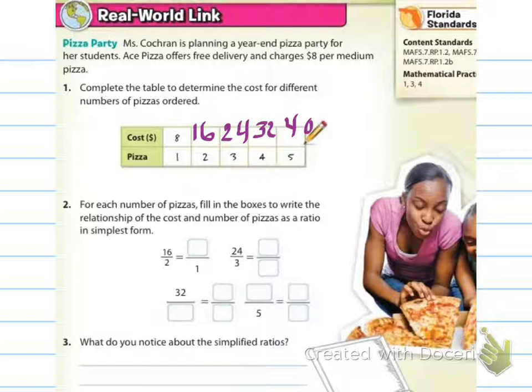So the 16/2 represents that we're actually paying $8 per pizza. The 24/3, when we simplify it, ends up being 8/1 again, and that again represents $8 per pizza. The $32 was with 4 pizzas, and when you simplify that again, it's $8 per pizza, and then $40 for 5 is $8 per pizza. So what do you notice about the simplified ratios? It turns out that every single one is $8 per pizza.